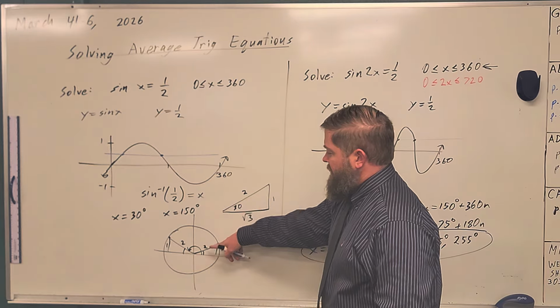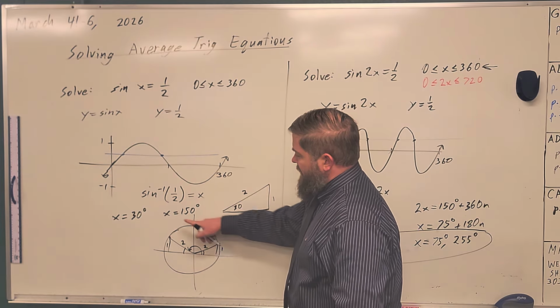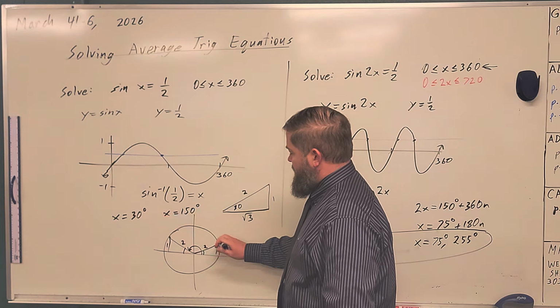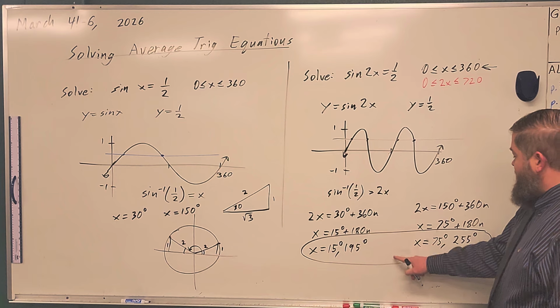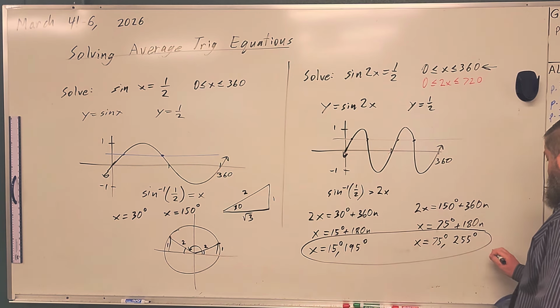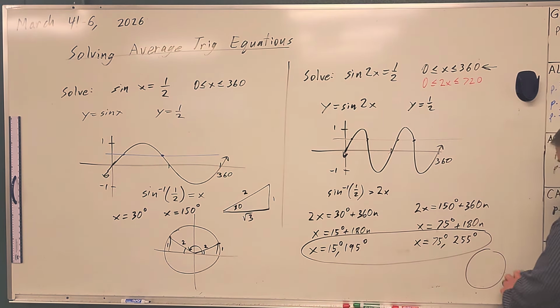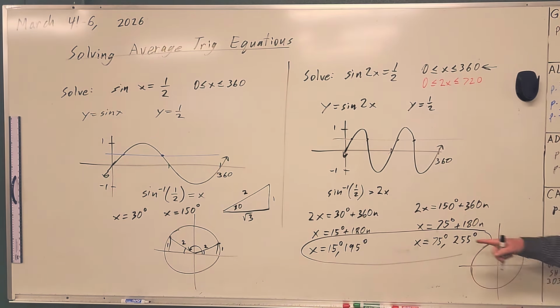So over here, let's talk about one more thing. Over here, it made sense that we just had 2 answers, right? Because one in the first quadrant, one in the second. How does it make sense to have 4 answers over here, though? If we think about kind of the circular functions, how does it make sense that we have 4 answers?